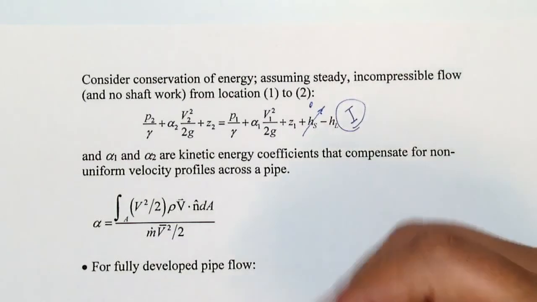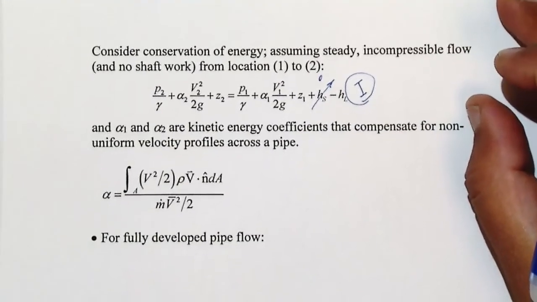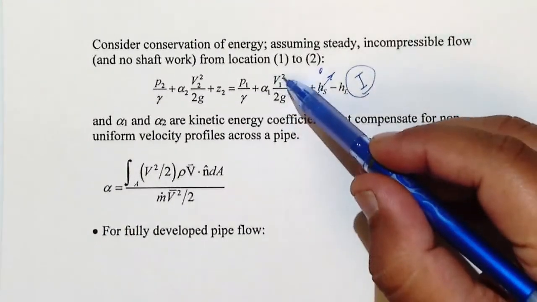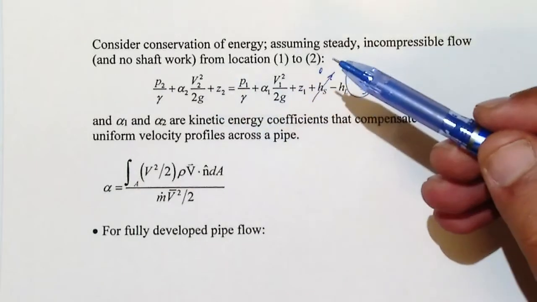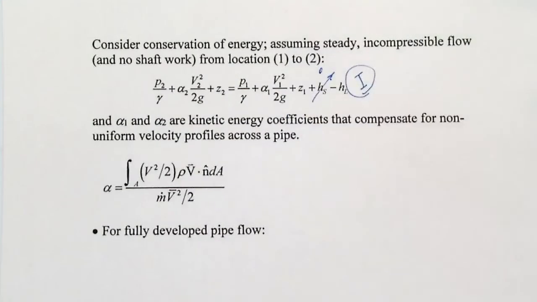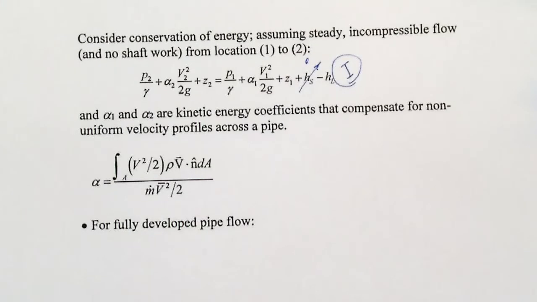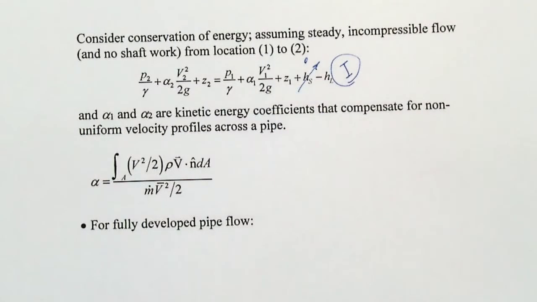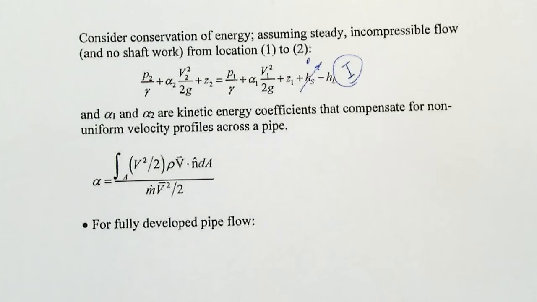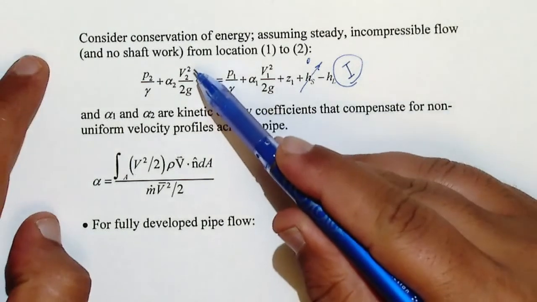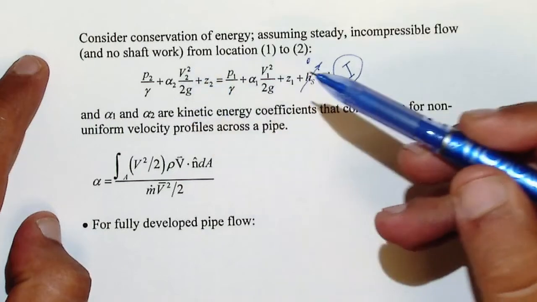But what is alpha? Alpha is the kinetic energy coefficient. The kinetic energy term, V1 squared over 2g or V2 squared over 2g, compensates for a non-uniform velocity profile. If you apply the Bernoulli or energy equation on a streamline, or in a flow that has a uniform flow there, then as long as you don't have any velocity average here. If you have an average velocity, that's going to be totally different.